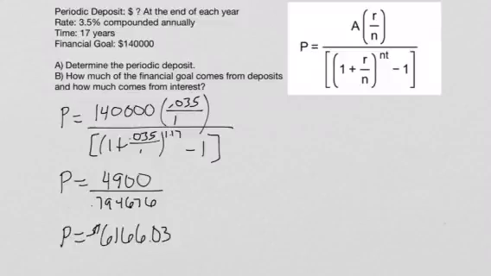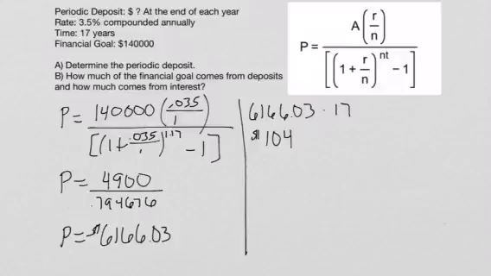Okay, so now part B says, how much of your financial goal comes from your deposits and how much comes from interest? Well, we have to figure out how much we pay in ourselves. So if we take the amount that we put in at the end of each year, $6,166.03, and multiply that by 17, that gives me a total of $104,822.51. So that's how much we put in ourselves from our deposits.